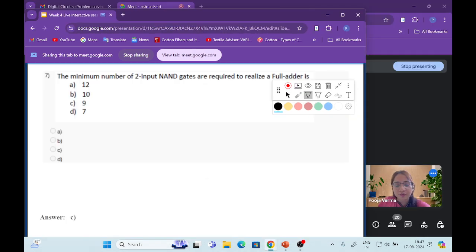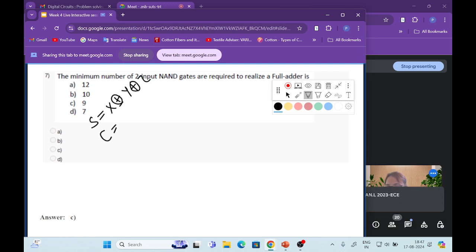Okay, so let's first see what the Boolean expression is for the sum and carry of a full adder. Sum is x XOR y XOR z, right? I hope it was already told about this in the video lectures. And what is the carry expression for a full adder?